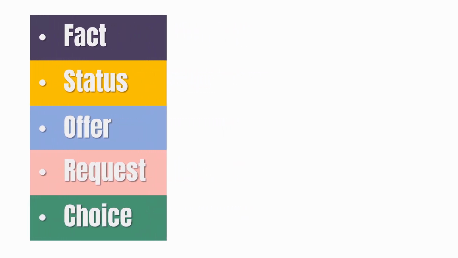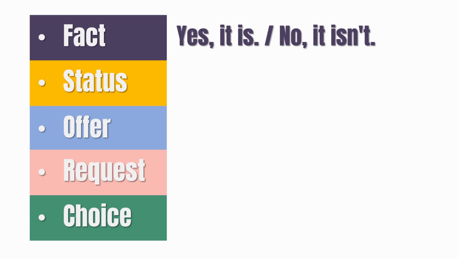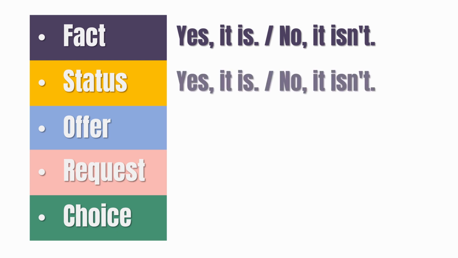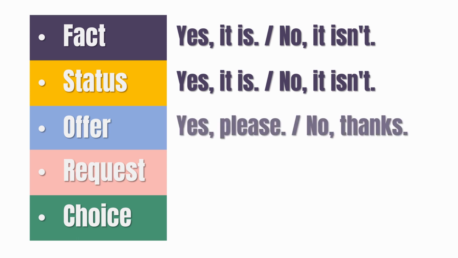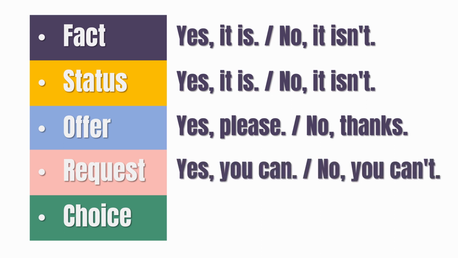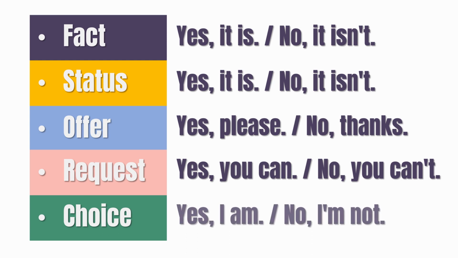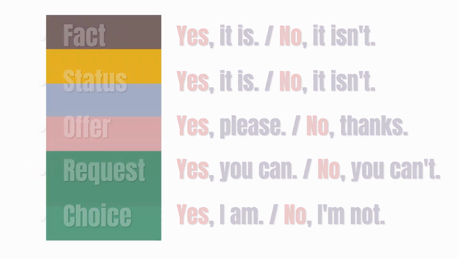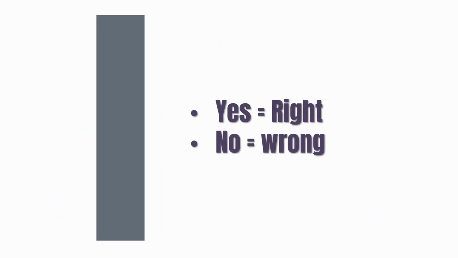In English, they don't really differentiate from each other. The answers in English would be similar. Yes, it is. Or no, it isn't. Or yes, please. No, thanks. Yes, you can. No, you can't. Yes, I am. No, I'm not. They all share the same element, yes and no. Yes or no work as an overall judgment. It's always about right or wrong.